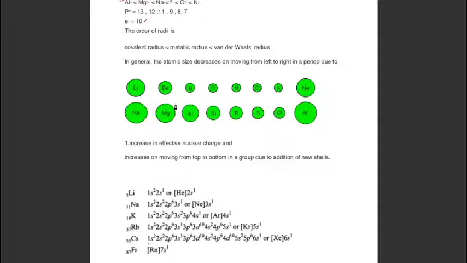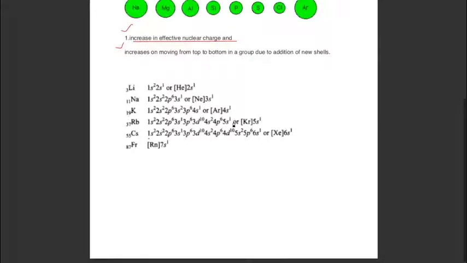Now let us discuss its reason. It is due to, first, increase in effective nuclear charge. Let us discuss the first part, why on moving from left to right in a period atomic size decreases. As it is written here, it is due to increase in effective nuclear charge. As we move from left to right, at every step one electron is being added.